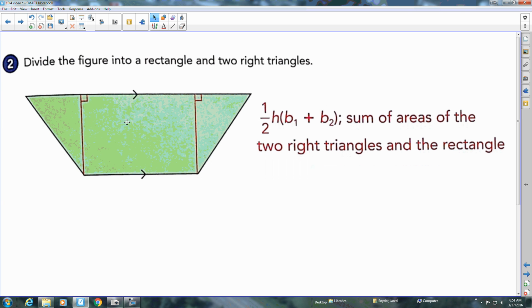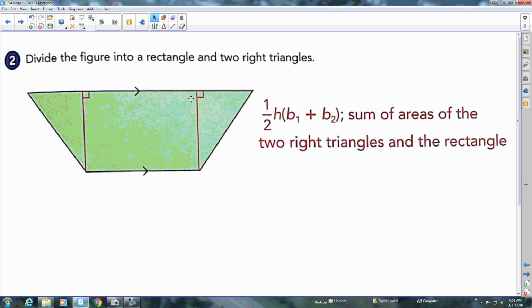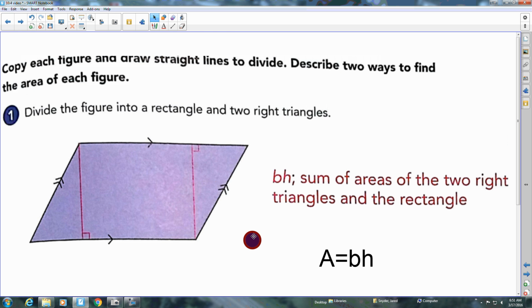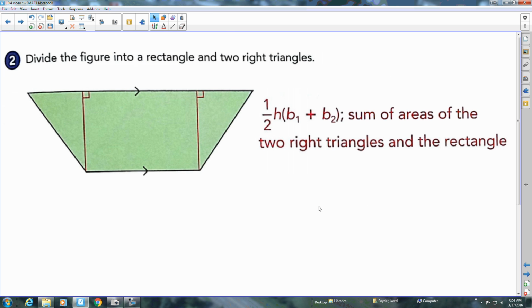The next one, divide the figure into a rectangle and two right triangles. Let's make a copy of this. Okay, so here's the rectangle, and here's the two right triangles, so it's split up. They did the area of a trapezoid and then adding all of this together, so that works.